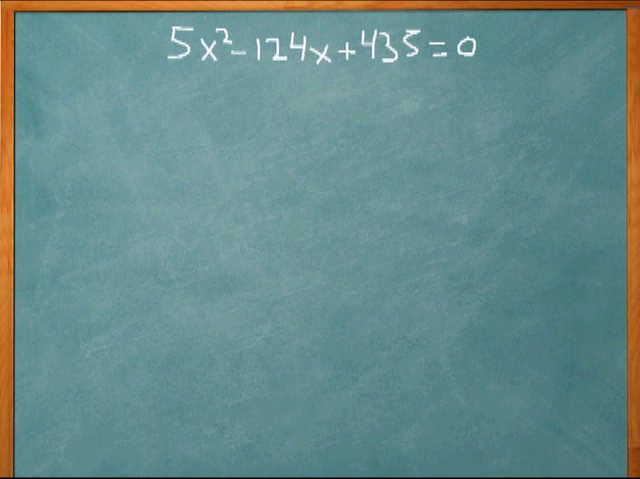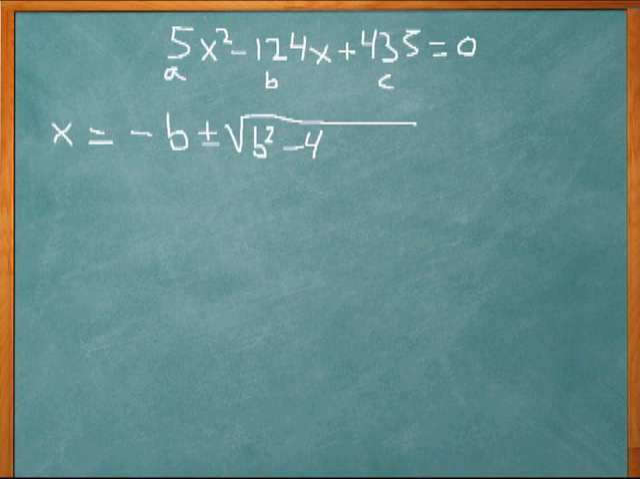Alright, so with our equation, remember the 5 is going to be the a, negative 124 is going to be the b, 435 is going to be the c. So remember the quadratic formula is negative b plus or minus the square root of b squared minus 4ac, over 2a.